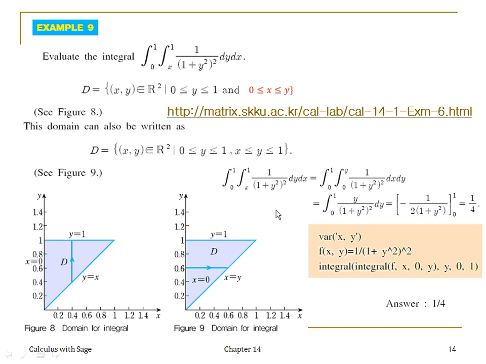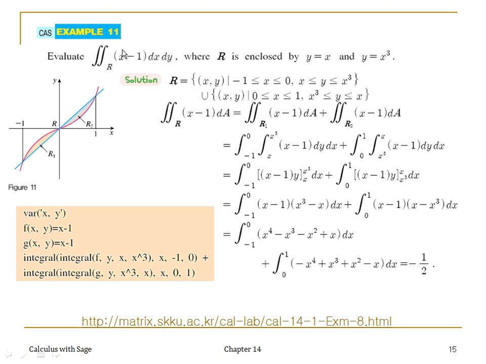Okay. And next, evaluate this x minus 1 with respect to x and y on the region R, which is enclosed by y equal x and y equal x cubed, like this. So we are integrating this function on this region. Okay, so this R can be written as this union this, R1 plus R2.